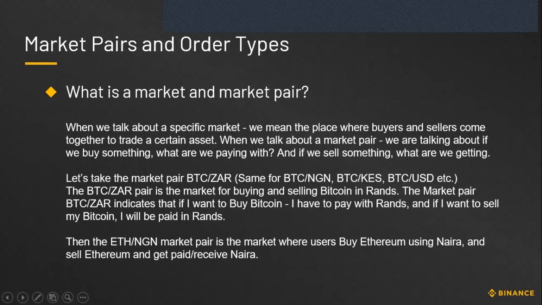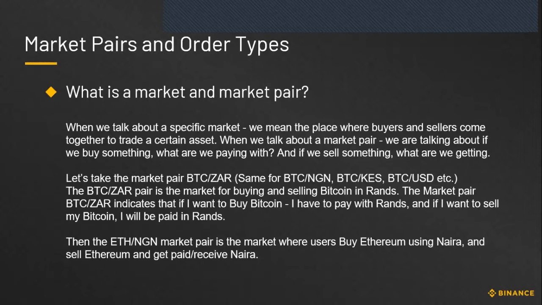The second one is what you have to pay with, what you are parting with or what you are paying with for that particular asset. So BTC is the asset. What you are paying with is the naira, in this case. I think that one is well explained now. So if I want to sell my Bitcoin, I have to be paid as well in naira.